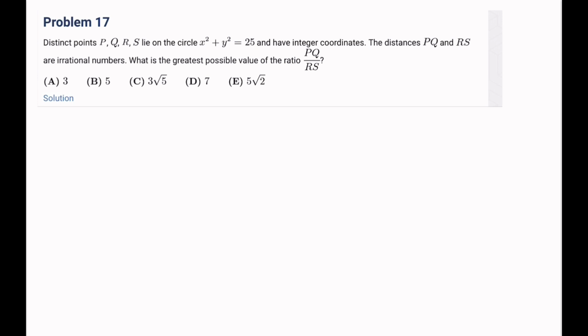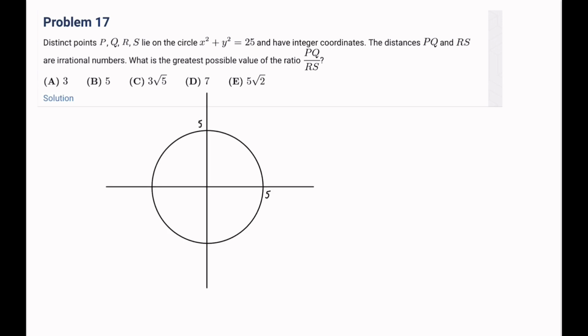The distances PQ and RS are irrational numbers. What is the greatest possible value of the ratio PQ over RS? Right, so let's draw a diagram of this. This is the circle x squared plus y squared equals 25.